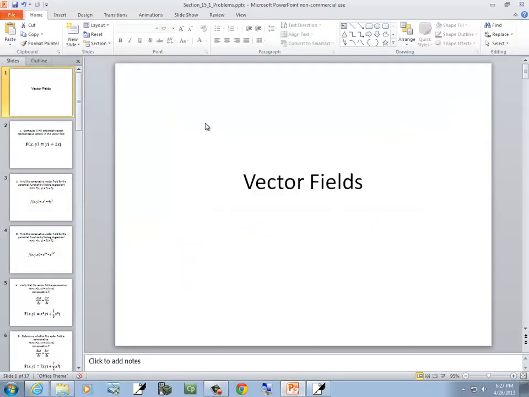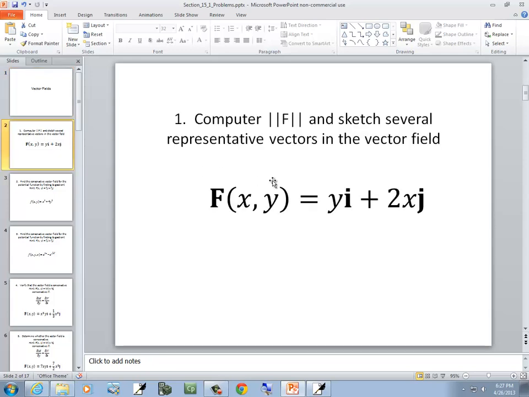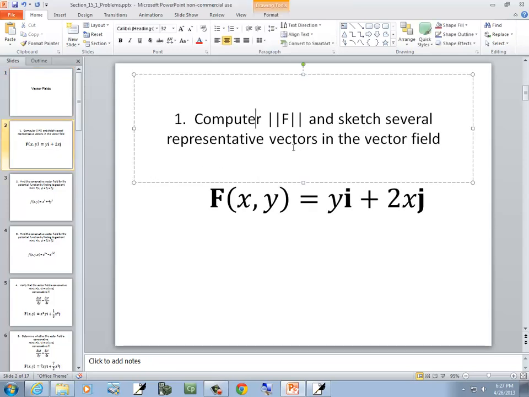Let's take a look at vector fields. Now we're going to compute the magnitude and then sketch several representative vectors in the vector field.